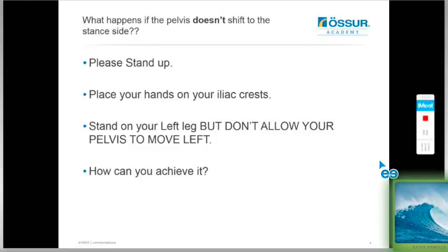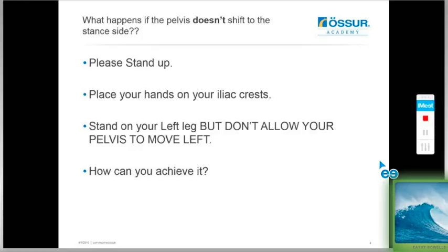I'd like to get you all to do something now, a little experiment, if you will, in the webinar. So please stand up. We're going to discover what happens if the pelvis doesn't shift to the stance side. So if you can all stand up for me, place your hands on your iliac crest. Now, without moving your pelvis to the left, stand on your left leg. Can anybody do it?